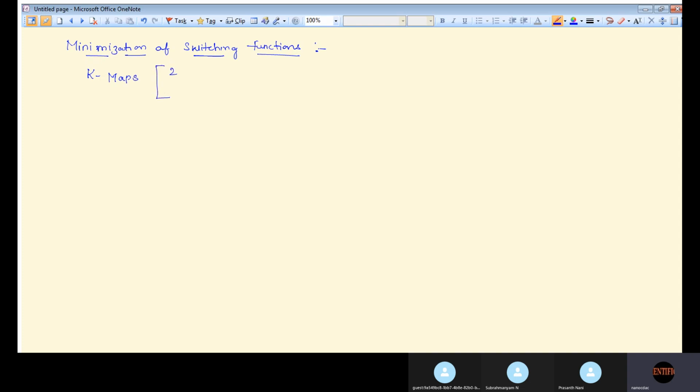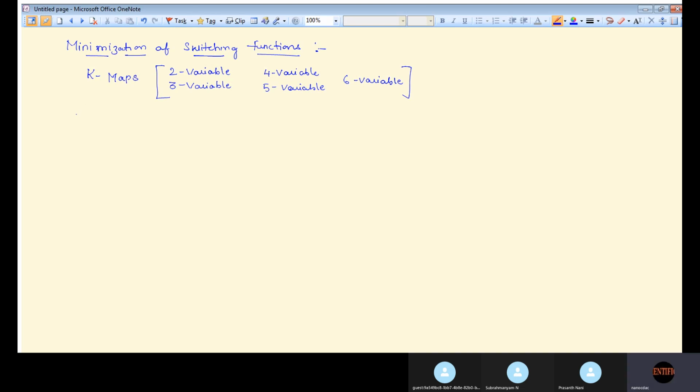In K-maps, we have the 2 variable K-map, 3 variable K-map, 4 variable, 5 variable, and also 6 variable K-maps. Beyond 6 variables, it is difficult to go with this K-map minimization procedure.